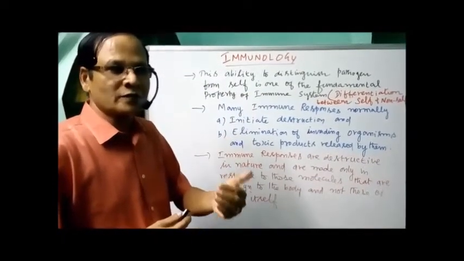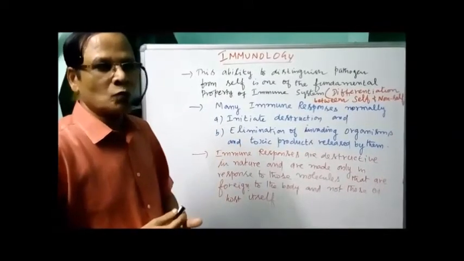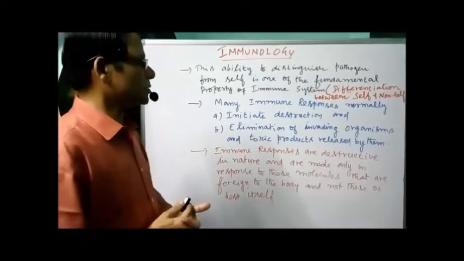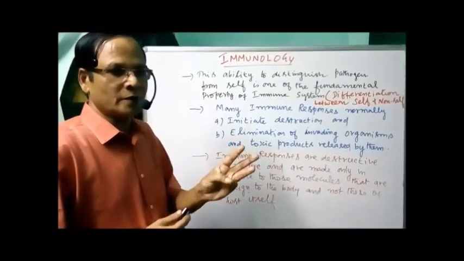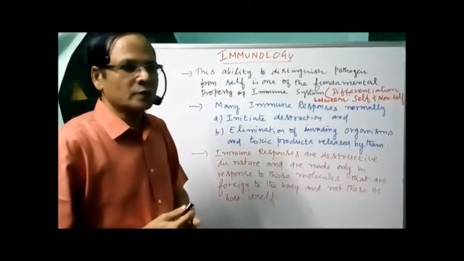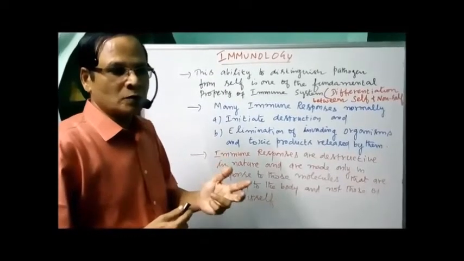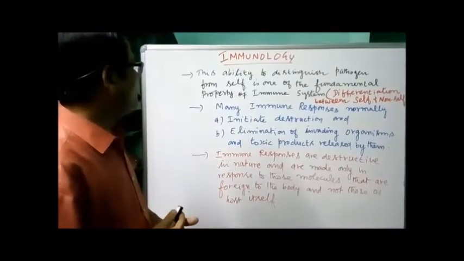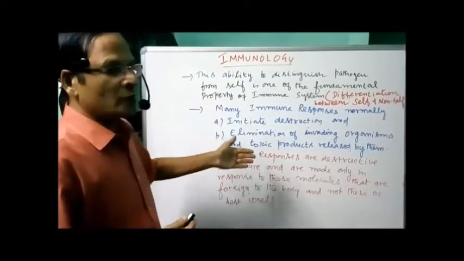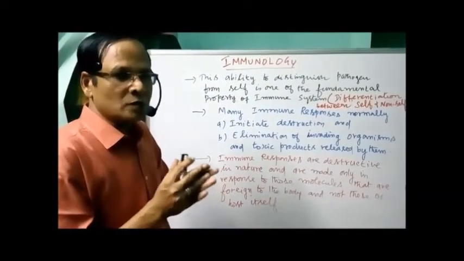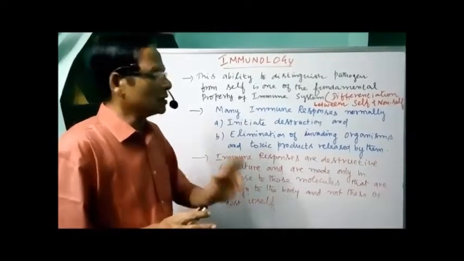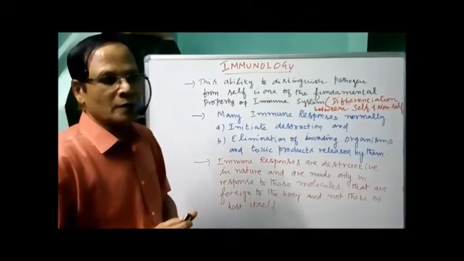Immunization and vaccination depend on one of the properties of the immune system, namely the memory. We will discuss that later. So the four properties: memory, differentiation between self and non-self, number three, specificity, and the last one, diversity. This ability to differentiate self and non-self is one of the fundamental properties of the immune system.